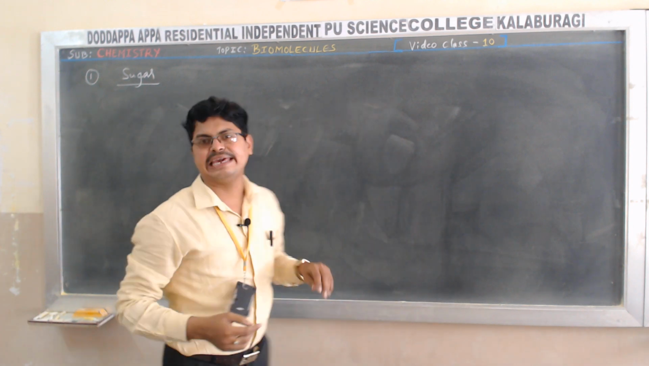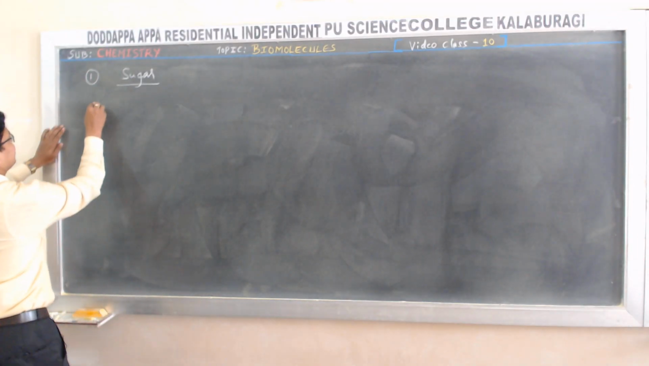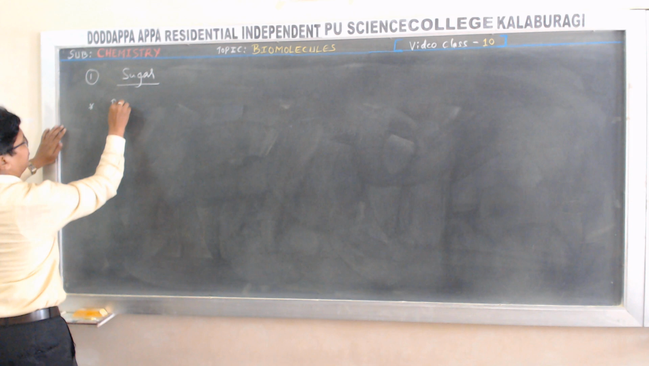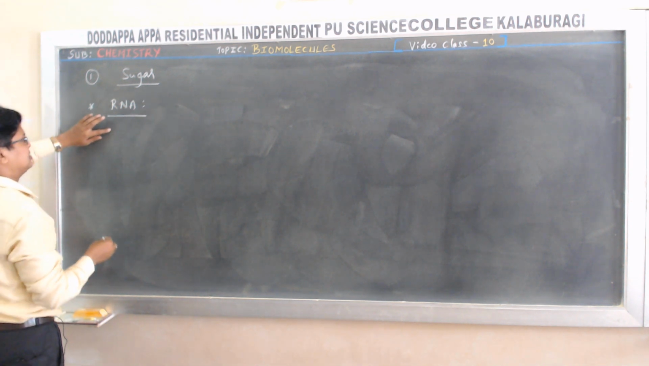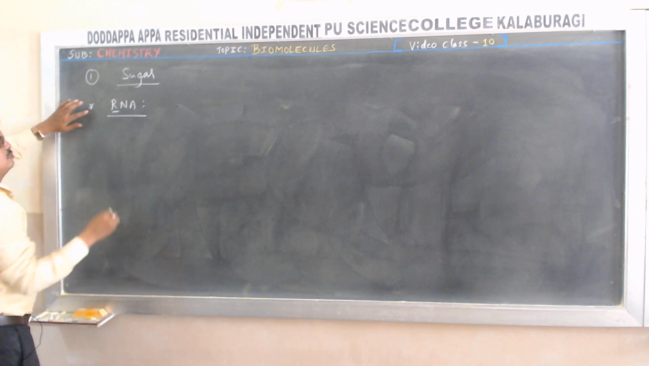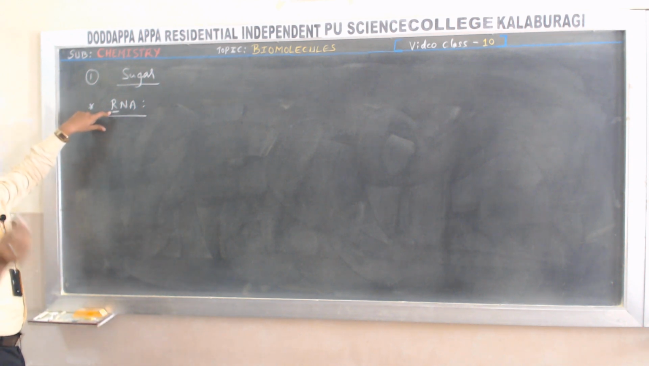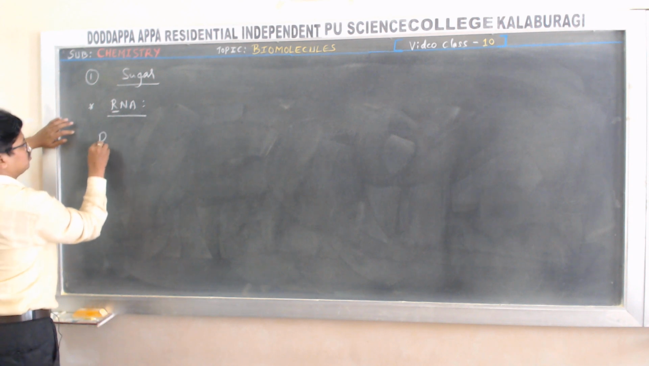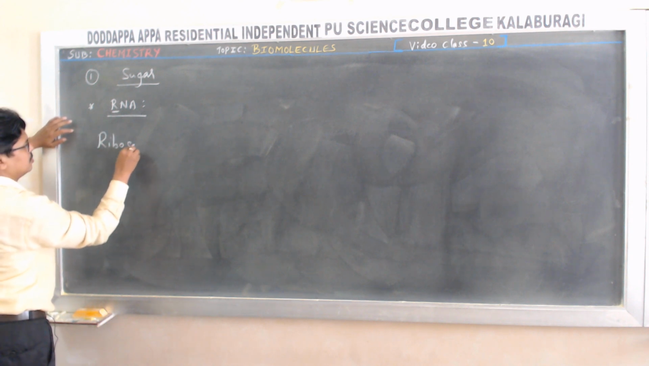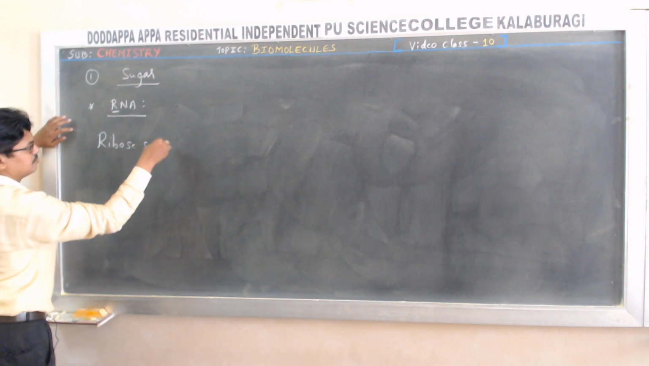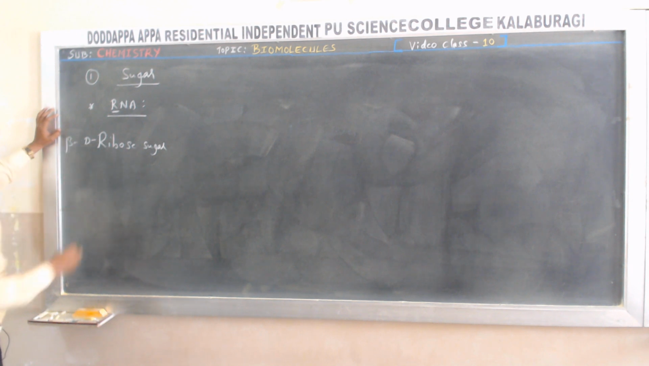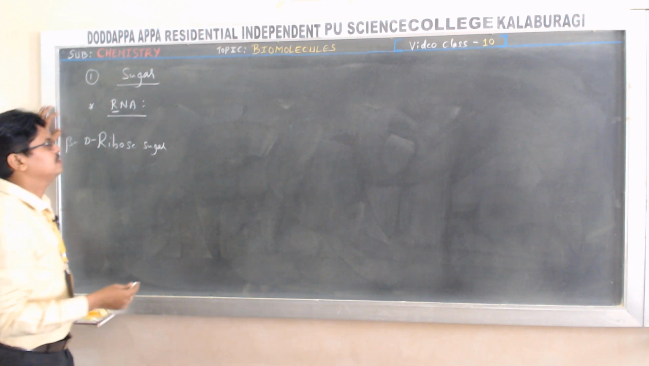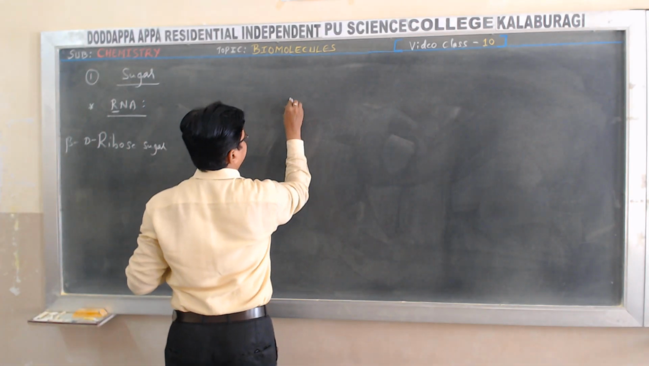See, in case of RNA, the sugar moiety present in RNA is, see the name R stands for the sugar only, the pentose sugar. What is that? Ribose sugar. Especially the sugar present in RNA is beta D ribose sugar.